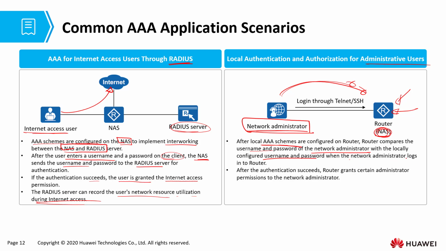So the network administrator will log into the router. After authentication succeeds, the router grants certain administrator permissions based on the authorization scheme configured on the router, or the network access server, which in this case is the router. And that, ladies and gentlemen, is the overview of authentication, authorization, and accounting.